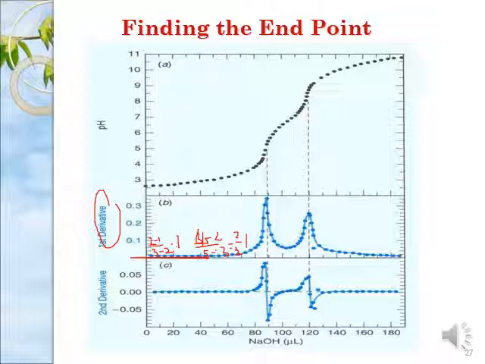So the second derivative is calculated based on the difference of this, divided by the difference of this. So 1 divided by 1, that will be the second derivative. And we do it for the other points here. So that's what is meant by first derivative and second derivative.